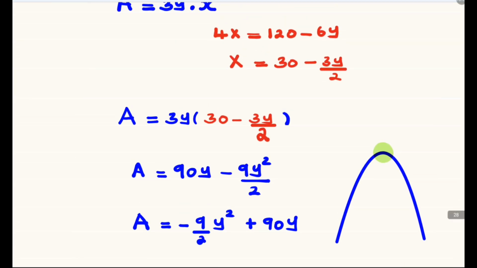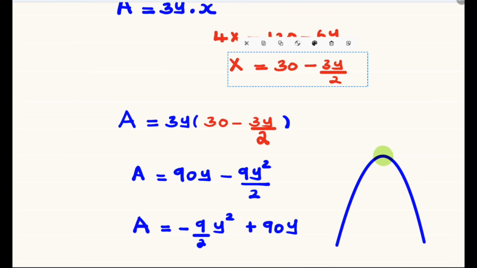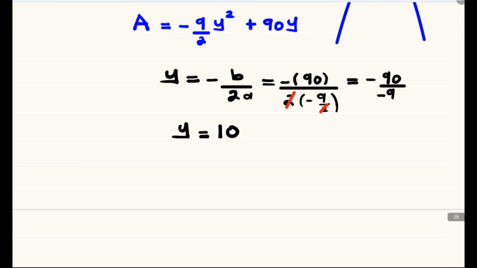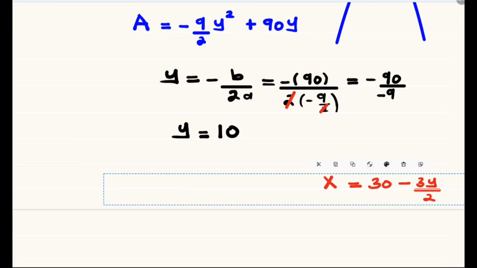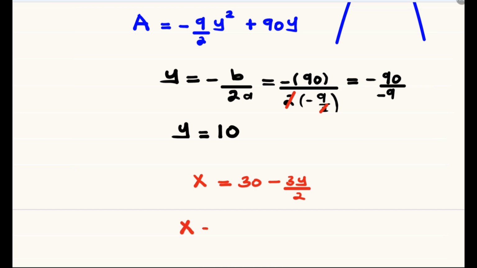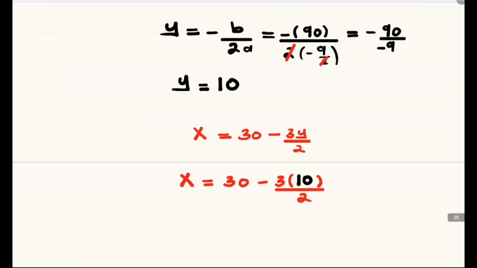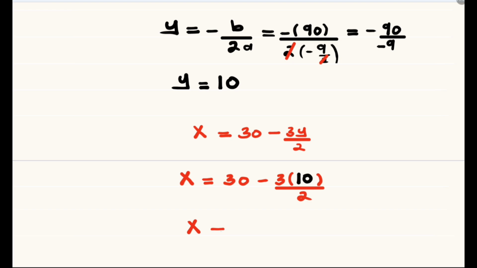What about the value of x, the corresponding value of x at the turning point? We substitute the 10 where there is y. x will be equal to 30 minus 3 multiplied by, in the place of the y, 10 divided by 2. So 3 multiplied by 10 over 2 will be equal to 15, and 30 minus 15 is equal to positive 15.